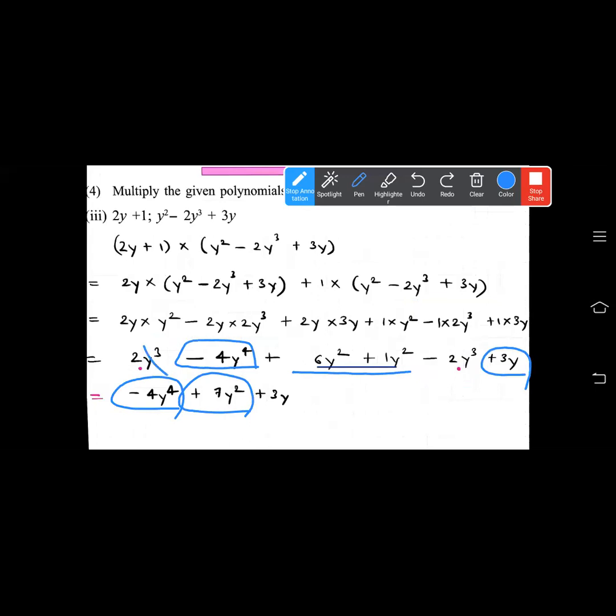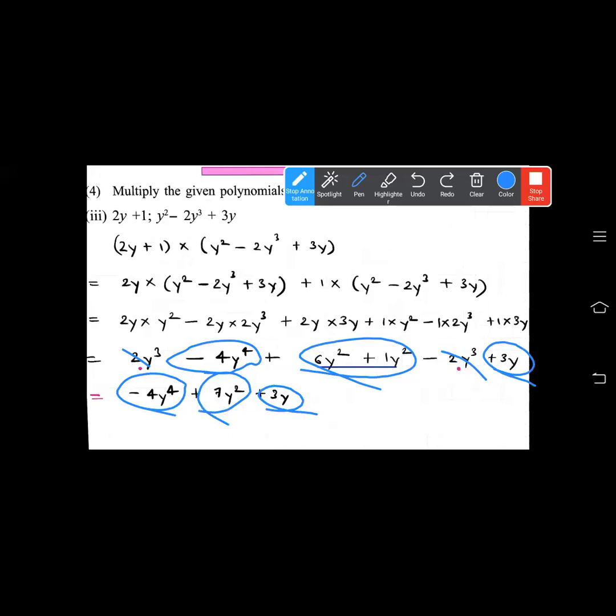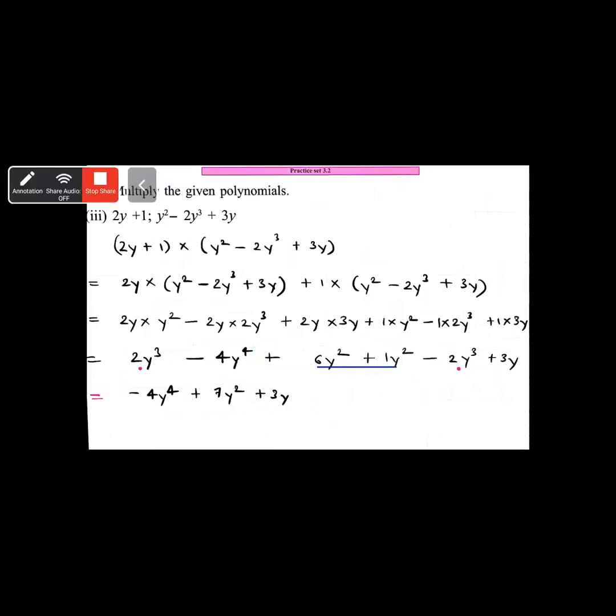Fine. If you cancel, no problem. Cancel करके रखोगे, it will be easy for you to understand all those things. Or else you can do it with a pencil also. So this is done, this one is done, this is written over here, these two are added and written over here, and this one is written over here, and nothing is left. So your final answer is minus 4y raised to 4 plus 7y square plus 3y.